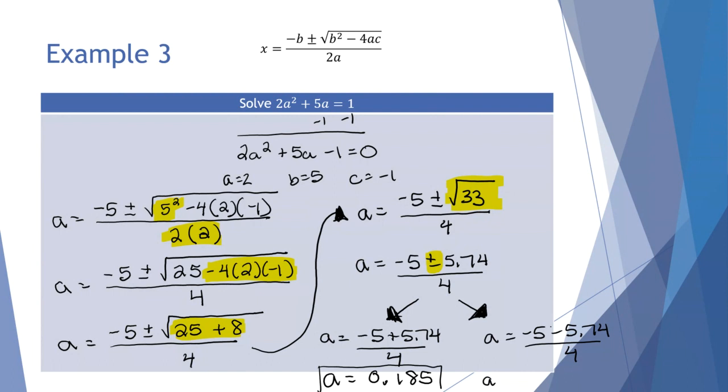Then for the second one, I have -5 minus 5.74. I have to hit enter, and then I divide by 4. This gives us -2.685. And so now that is that answer. And that again is an approximation because we had to round.